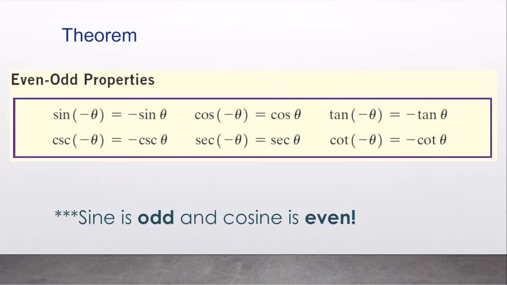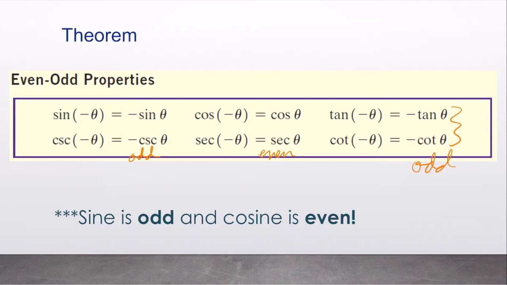Last but not least, I want to introduce the theorem of the even-odd properties. Sine is odd, cosine is even. That means cosecant is odd and secant is even. Also tangent and cotangent are odd as well.